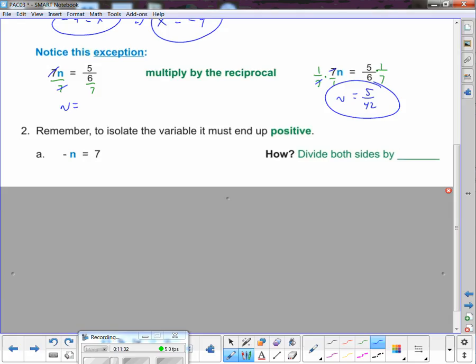Technically, what we want to do here is we want to divide both sides by what? Christina? No. Chloe?